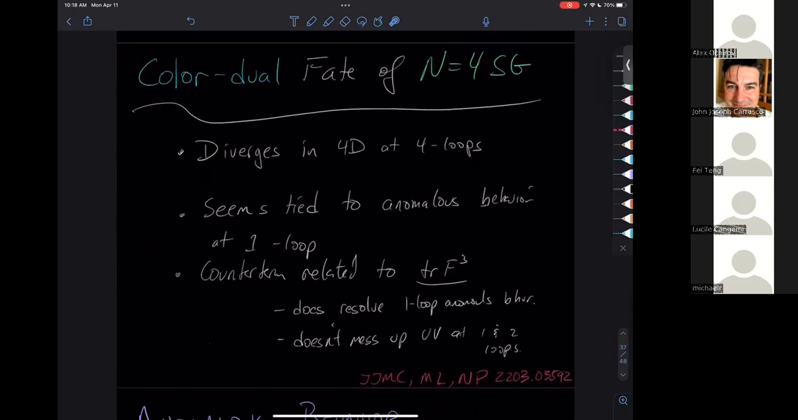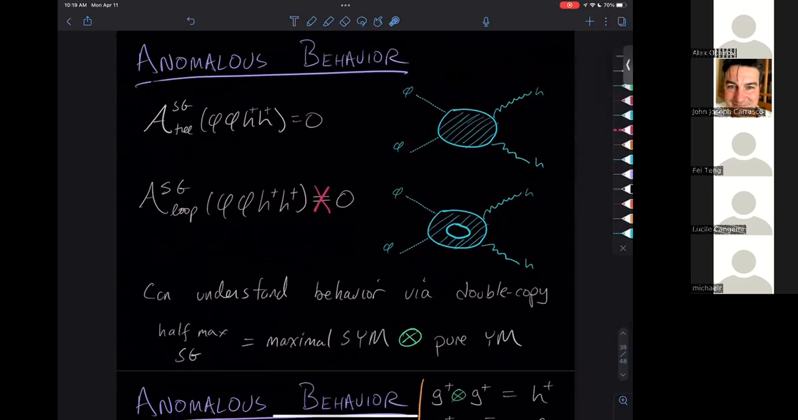All right, so in my final few minutes, I'm going to talk about the color dual fate of N equals 4 supergravity and tease you with something that I think is very, very exciting. This is a recent paper we just put out a month or so ago. So let me talk for half a second about the anomalous behavior at one loop for N equals 4 supergravity. At tree level, two scalars to two gravitons is zero, but at loop level in N equals 4, it's not.